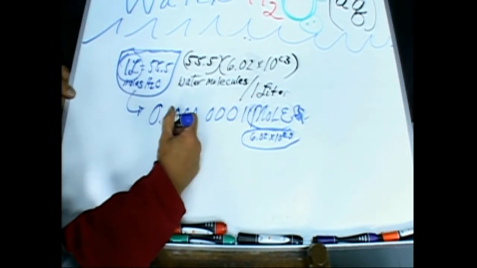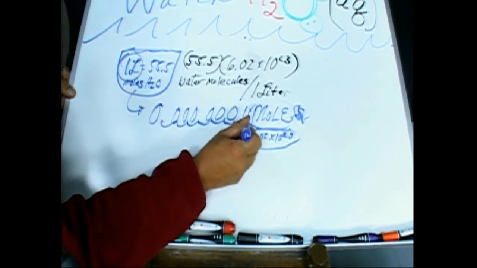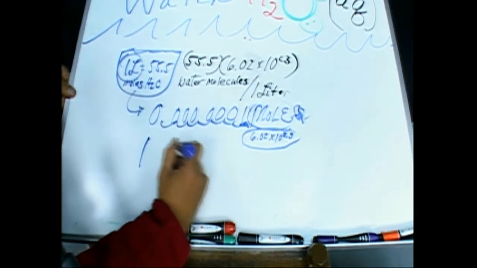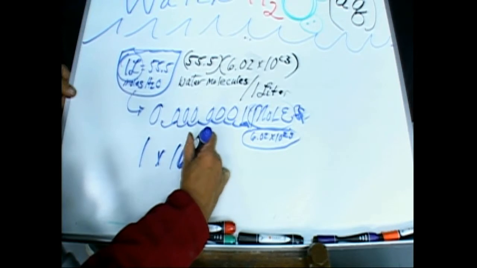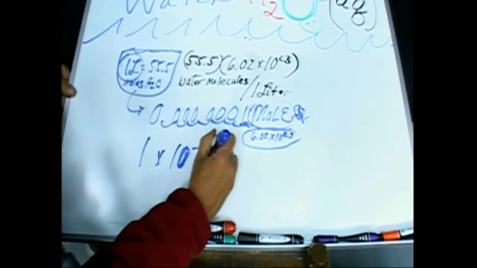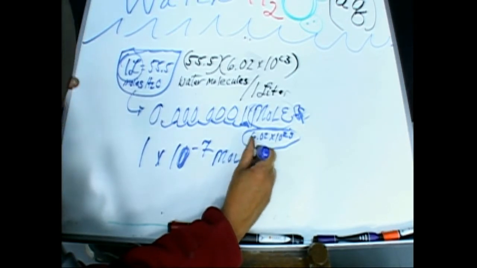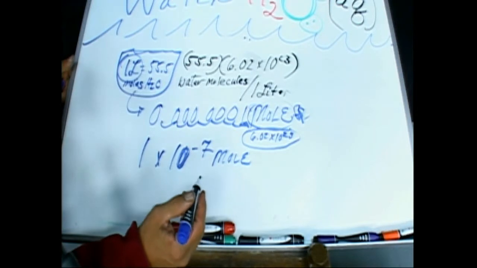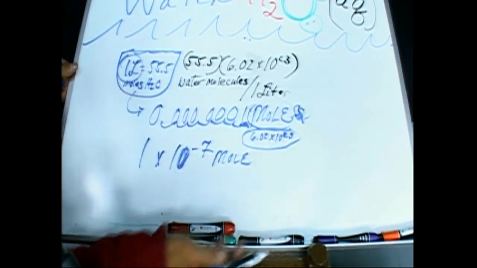It's not 1 yet, because we are 1, 2, 3, 4, 5, 6, 7 places to this side. So we can call it 1 times 10 to the minus 7 mole. This is the same thing as that. So what's easier to write? 1 times 10 to the minus 7 or 0.0000?